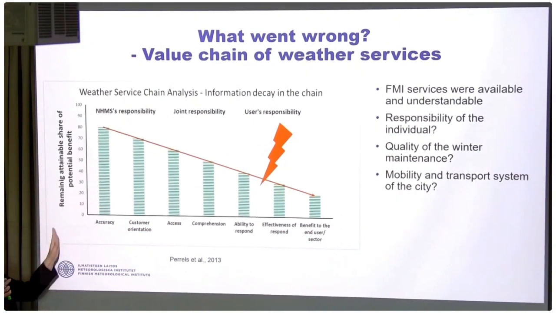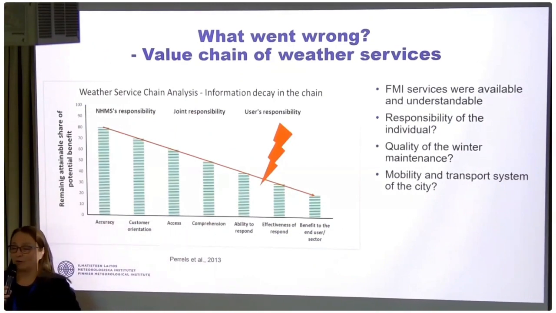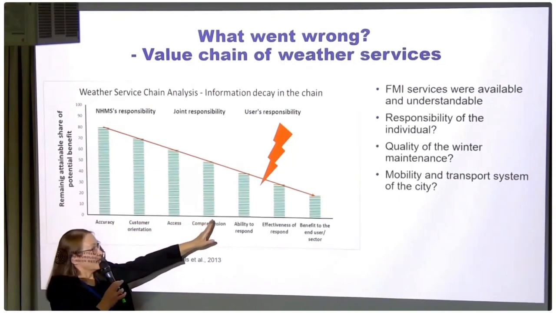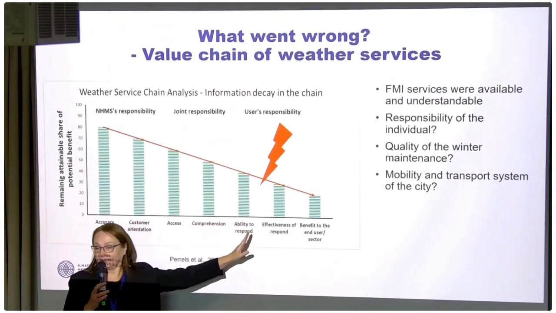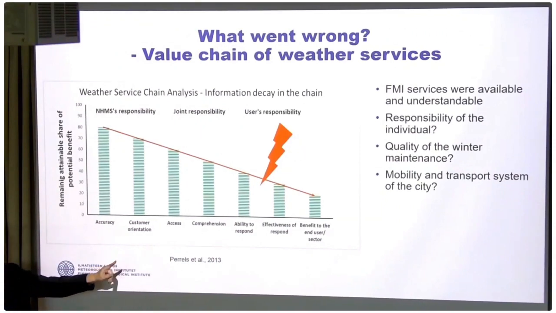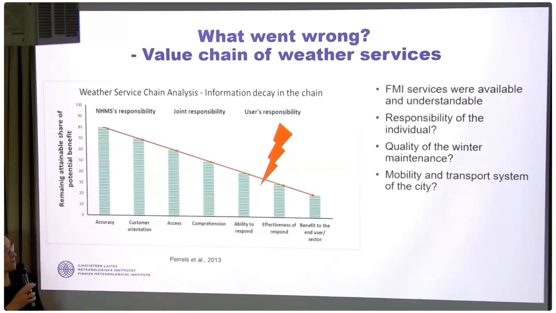Now the flashing here indicates the location of what went wrong. We had all those services. I understood perfectly well what the situation was, and yet it happened. What is the effectiveness of responses? Yes, I blame myself a little bit. Responsibility of the individual: I was aware, but I was in a hurry. I didn't act according to my understanding.